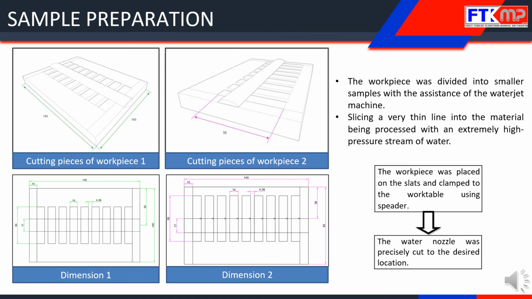The workpiece was divided into smaller samples with the assistance of the waterjet machine. This was accomplished by slicing a very thin line into the material being processed with an extremely high pressure stream of water. The drawing of the sample was created in AutoCAD before it went through the waterjet process, and the size of the sample was measured to be 50 mm by 10 mm by 10 mm for hardness and microstructure test samples, and 55 mm by 10 mm by 10 mm for impact test samples.